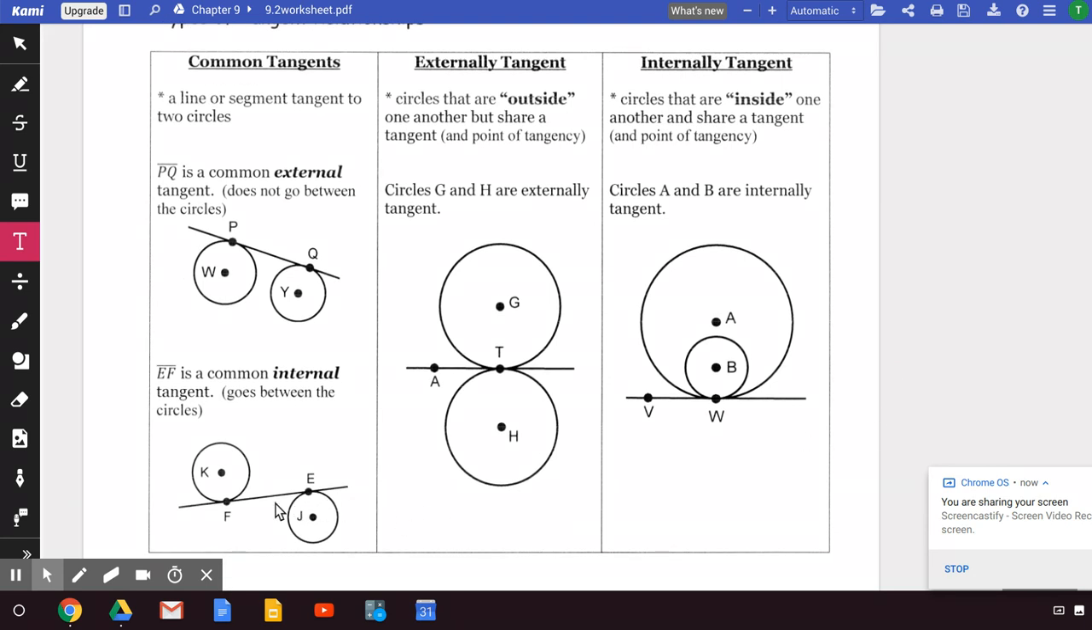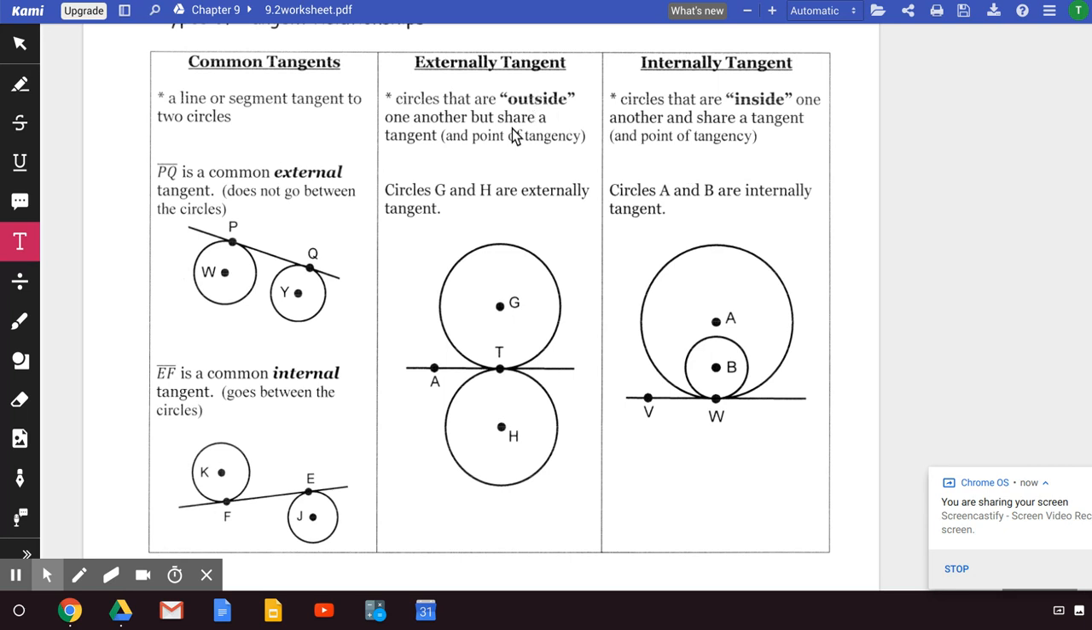In this example, segment EF is a common internal tangent because it does go inside the circles. So a common external tangent is outside of the circles. A common internal tangent goes in between the circles. For a common tangent, you're focusing on the tangent line itself. For these two examples, we're focusing on the circles.